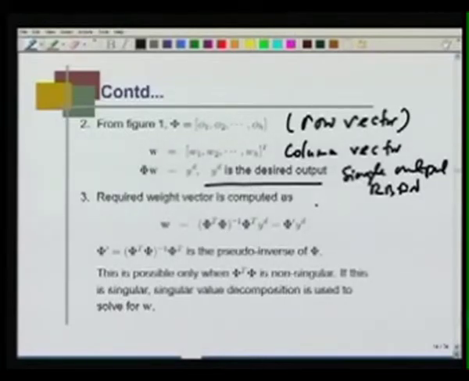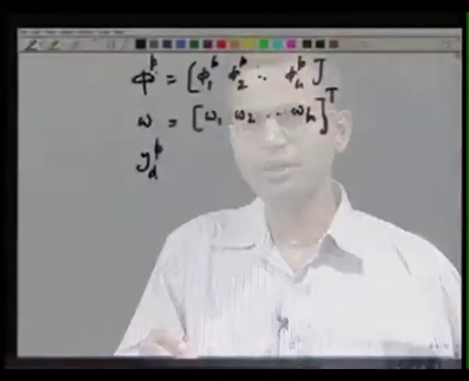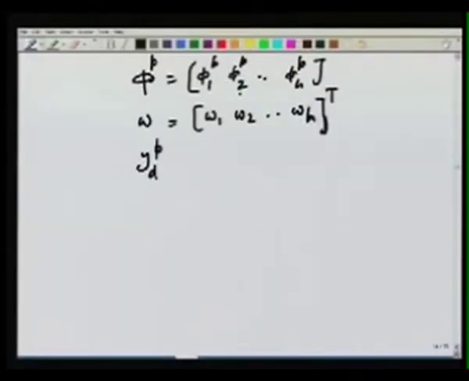So, the required weight vector is computed as follows. What I am trying to do here is find the pseudo inverse technique for how to solve a radial basis function network. So, for the pth pattern, phi p is a vector of phi 1p, phi 2p up to phi hp. These are the outputs of the radial centers, okay, and the weights are W1, W2, Wh, and the corresponding output is Ydp. Similarly, we have M patterns.